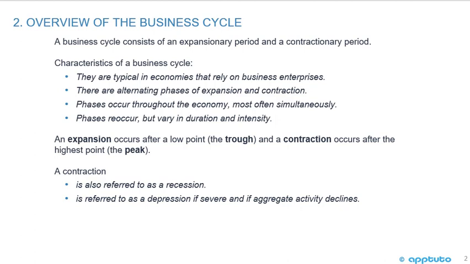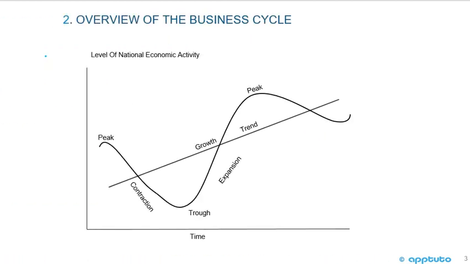An expansion occurs after a low point, the trough, and a contraction occurs after the highest point, the peak. A contraction is also referred to as a recession and is referred to as a depression if severe and if aggregate activity declines. So this is just a graph that most people should be familiar with. On the y-axis, you've got the level of national economic activity, and on the x-axis, you've got time.